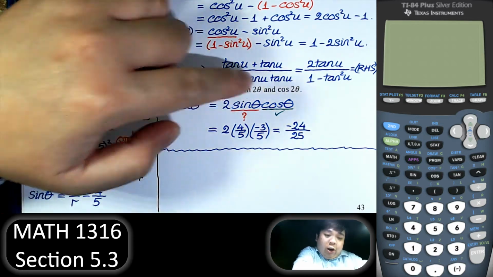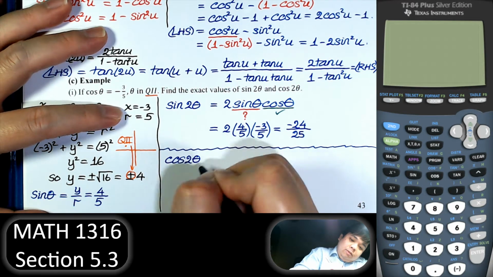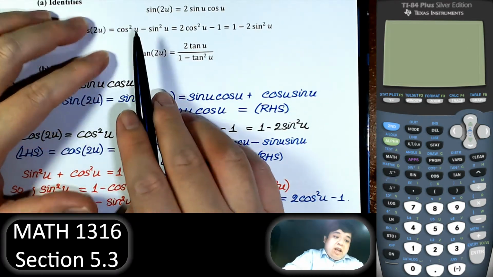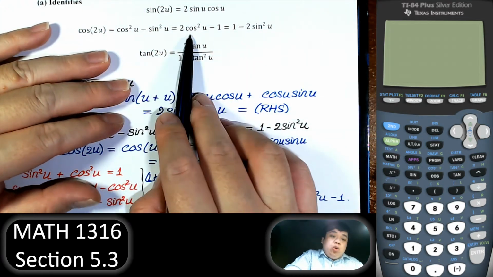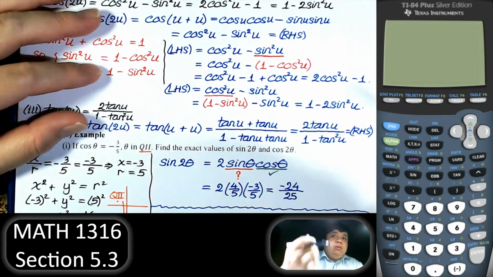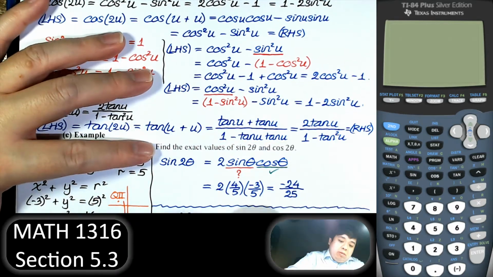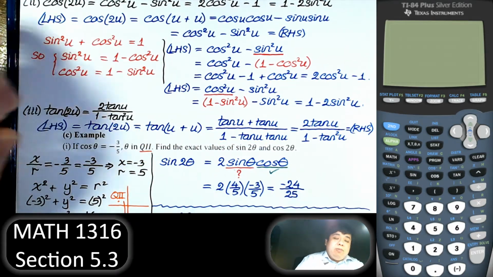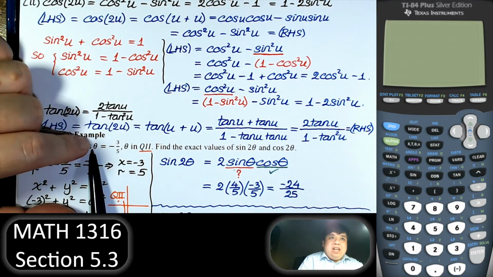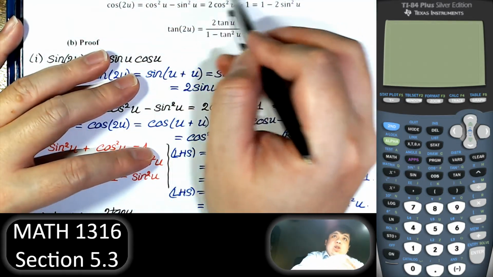Next, we find cosine of 2 theta. Now, for cosine of 2 theta, there are a few more options. There are 3 options exactly: cosine squared minus sine squared, 2 cosine squared minus 1, and 1 minus 2 sine squared. We can choose any of them because we have both sine and cosine. However, it would be better if we use what is given. So we use the one that only has cosine, namely 2 cosine squared minus 1.